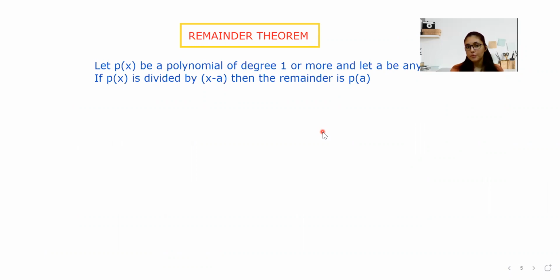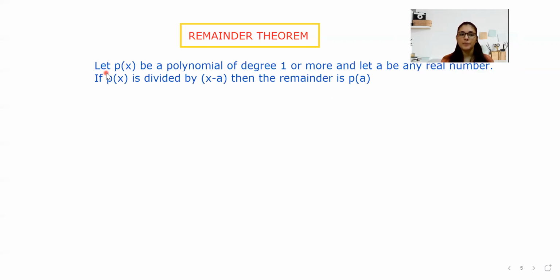This is one of the most important parts of this chapter, polynomials, and this is our remainder theorem. First let's read out the statement, and then we will understand what the theorem is all about. The statement is: let p(x) be a polynomial of degree 1 or more. p(x) is just a normal polynomial, but it should not be a constant polynomial. Its degree should be at least 1, but it can be greater than 1 also. And let a be any real number.